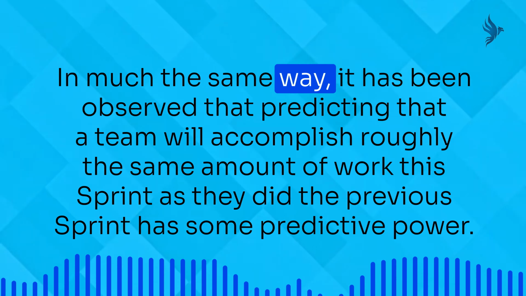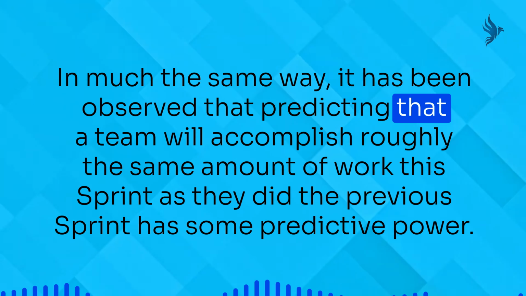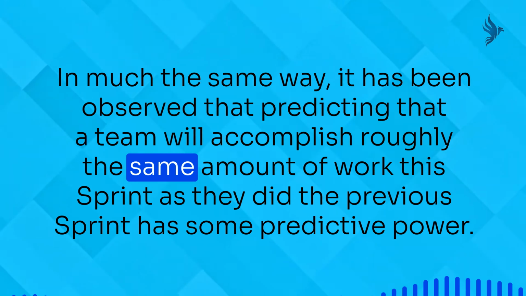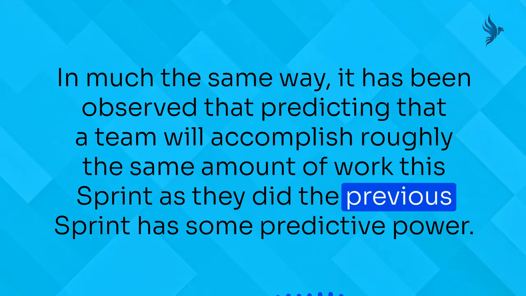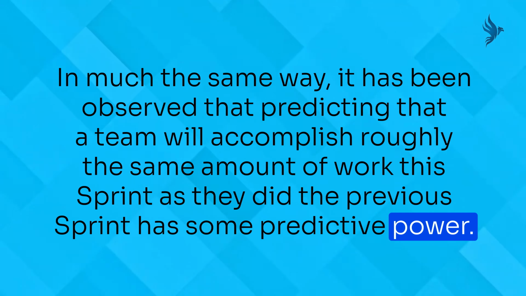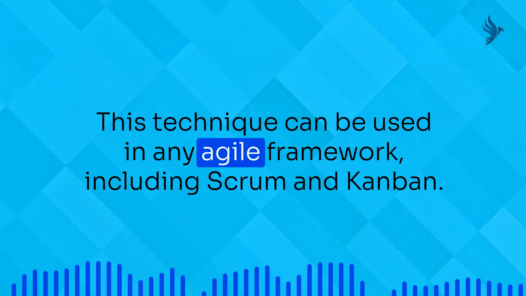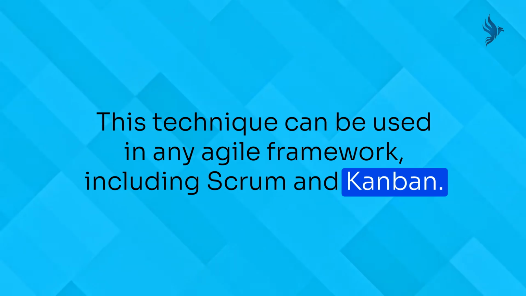In much the same way, it has been observed that predicting that a team will accomplish roughly the same amount of work this sprint as they did the previous sprint has some predictive power. This technique can be used in any agile framework, including Scrum and Kanban.